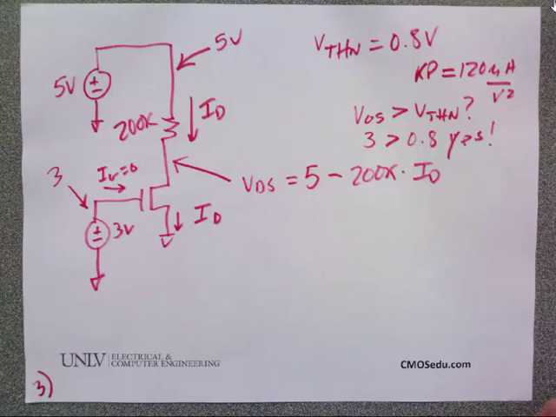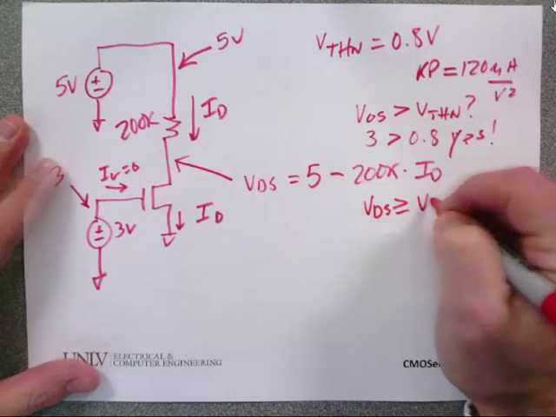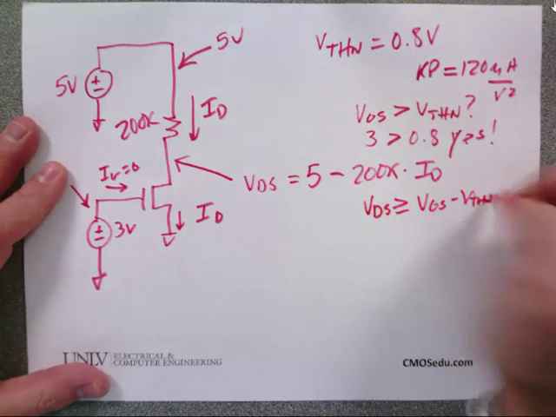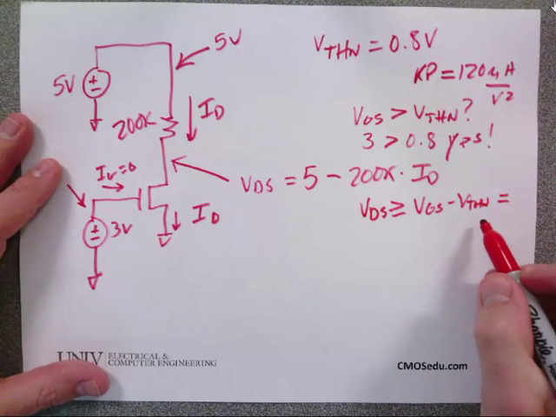Okay. Now, I need to determine if it's in triode or in saturation. The way I do that is I make an assumption of one and see if it's right. Once I've calculated the current, how do I determine if I'm right? How do I determine it's in saturation? Yeah, VDS greater than or equal to VGS minus V threshold, let's go ahead and write it out. What is that equal to? VGS minus V threshold.